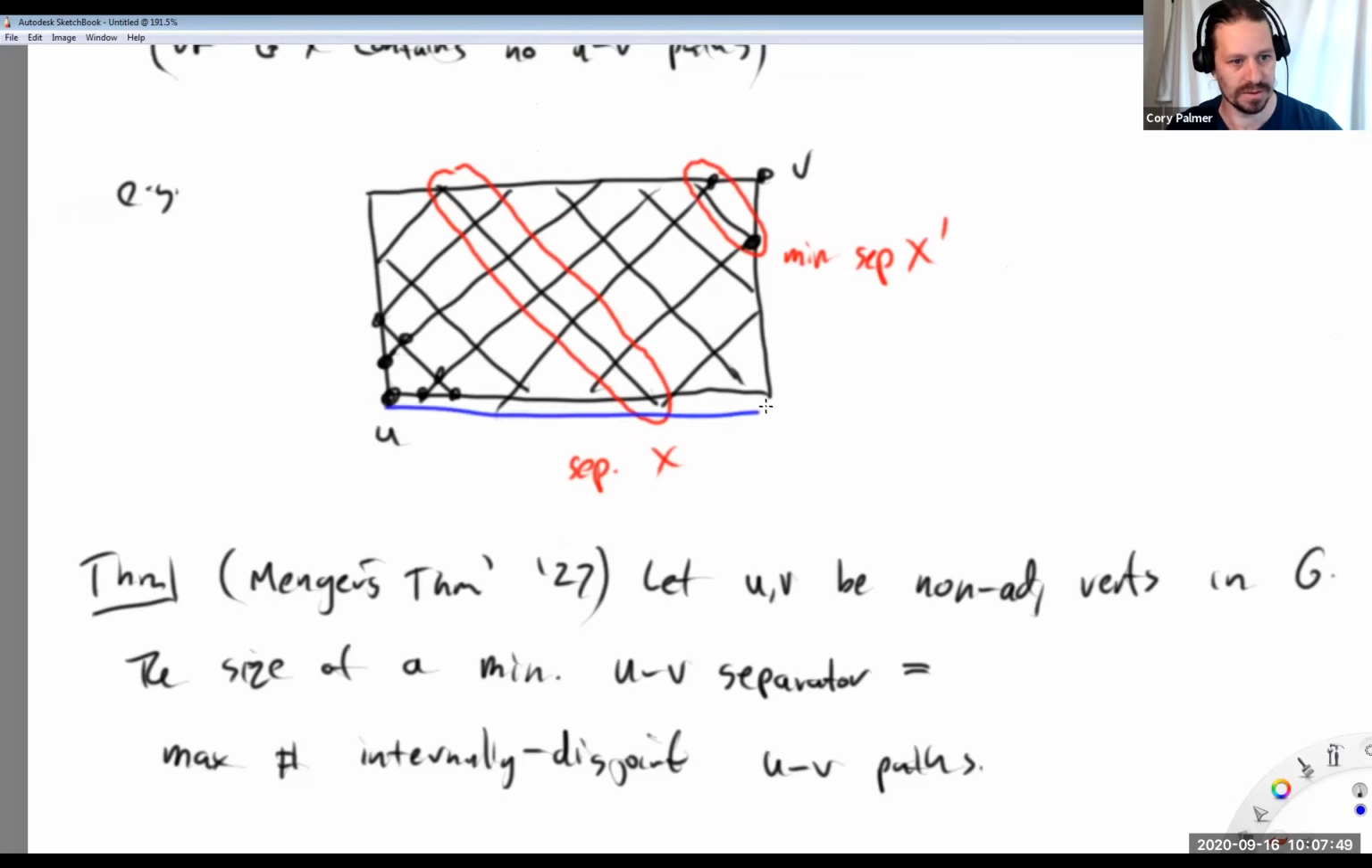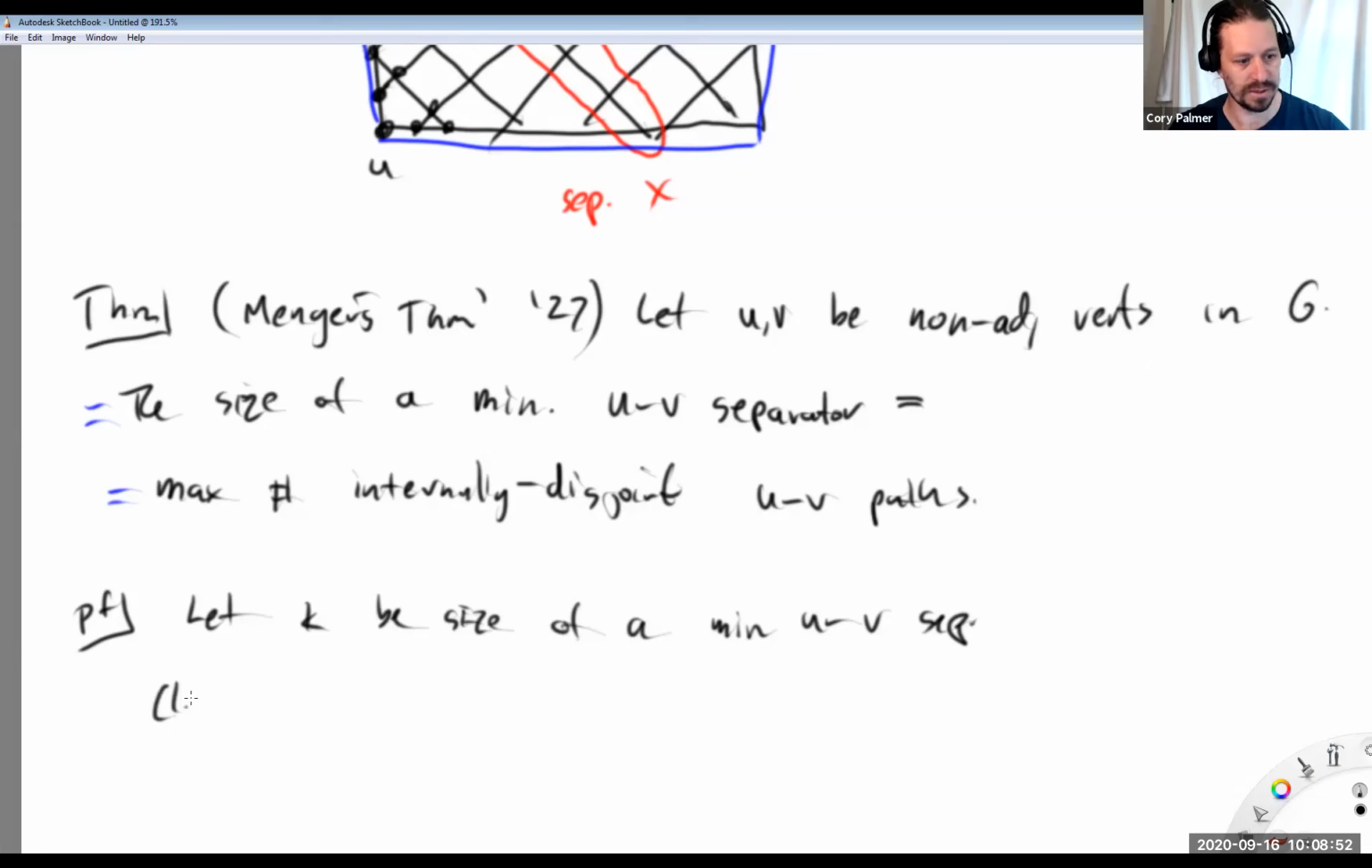Okay, so u and v are already specified. They're just arbitrary non-adjacent vertices, and let's let K be the size of a minimum uv separator, so we have some quantity to refer to. So K is the size of the minimum separator. In the example above, K equals 2. Okay, so first of all, let's observe that you definitely can't have more than K internally disjoint paths. So clearly there are at most K internally disjoint uv paths. Can someone tell me why?